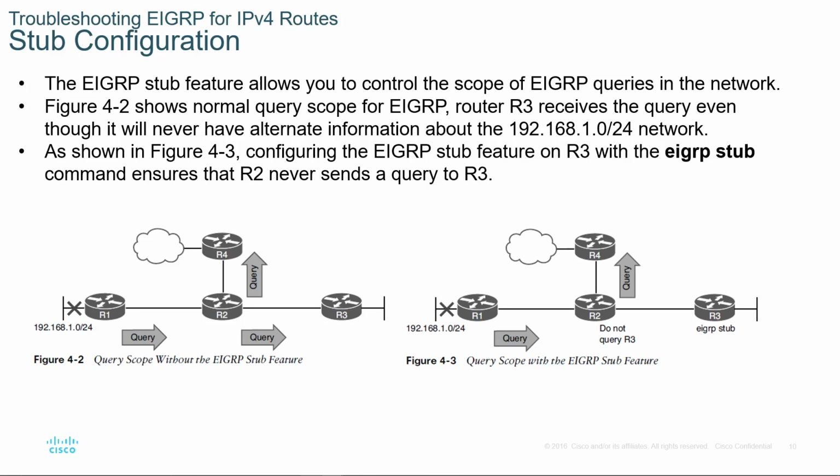So using stub commands, make sure you put it in a device that has only one connection to the rest of the network. So it is an actual stub. Alright? So there's no way of wrapping back in and around to another destination.